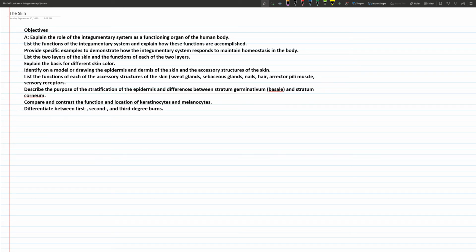Okay, so we got a bunch of objectives here. As you can see, we're going to explain what the role of the skin is as a functioning organ of the human body, what it does, and how it's accomplished. Examples of how the integumentary system responds to maintain homeostasis in the body. Spoiler alert, it's pretty much temperature, so that's it. The two layers of the skin, the dermis and the epidermis. Why our skin is the color it is, and melanin, or maybe some external things.